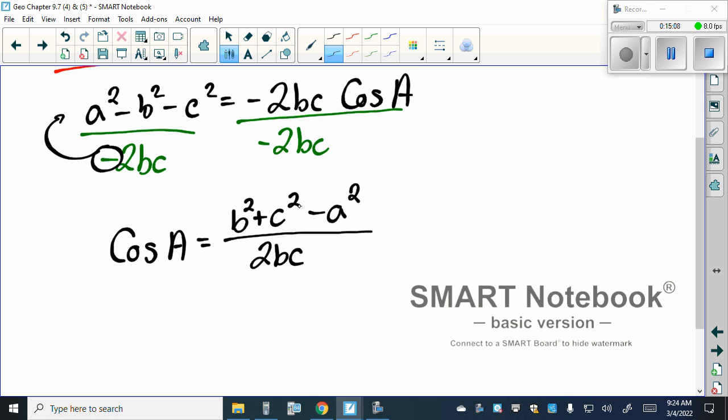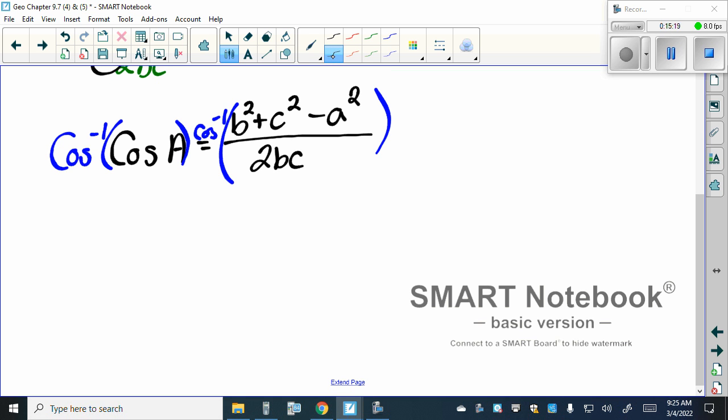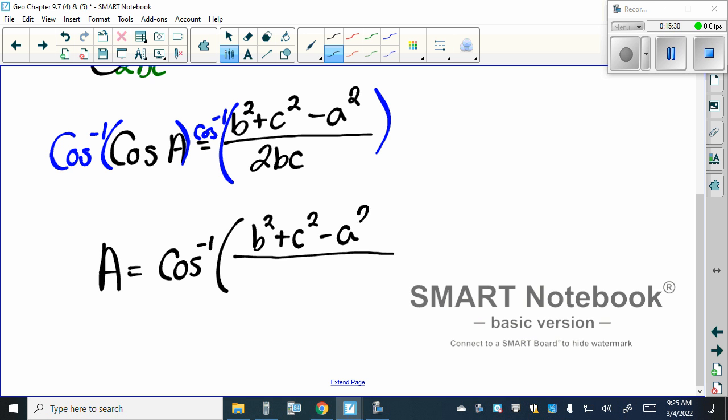So we're getting closer to it. And the last step in getting A by itself is taking the inverse, which really tells me that angle A is equal to cosine inverse of b squared plus c squared minus a squared over 2bc. And that's for A, yes?